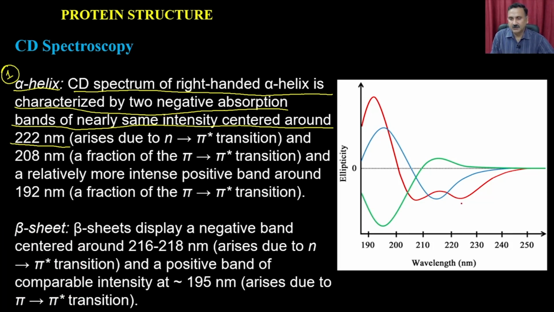which means this is the negative region of the first peak which you are going to expect in the alpha helix, coming from the n to pi star transition. Then you are also going to have another dip at 208 nanometer, which is because of the pi to pi star transition. And a relatively more intense band around 192 nanometer is going to be because of the pi to pi star interactions. So that is this one.